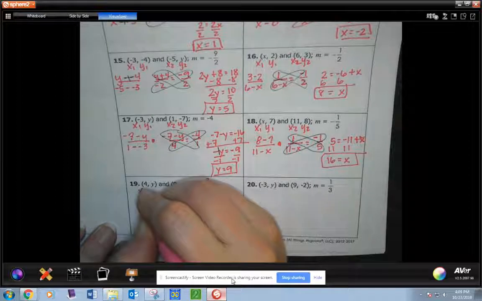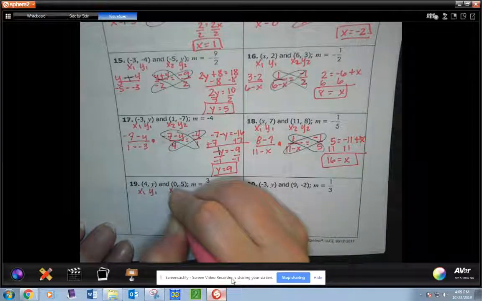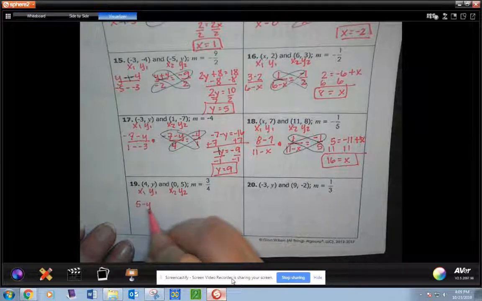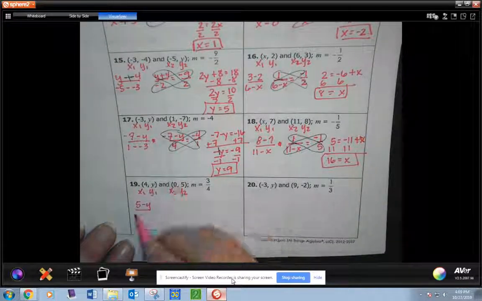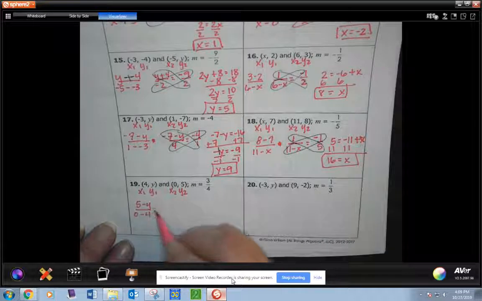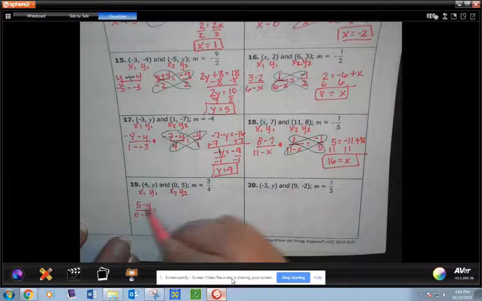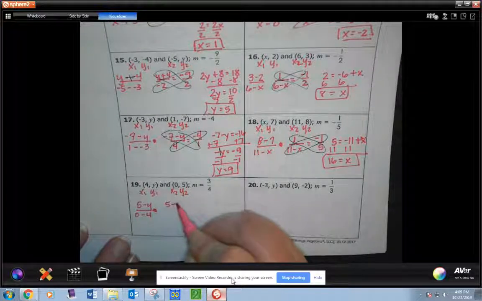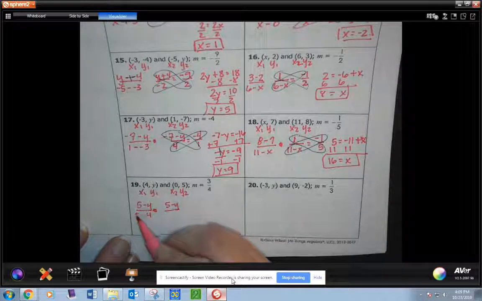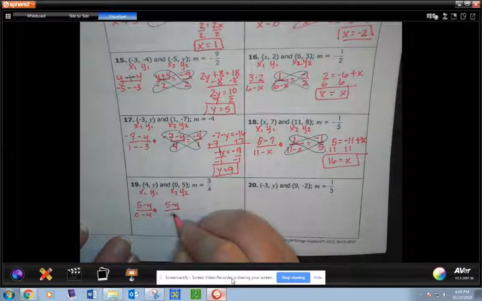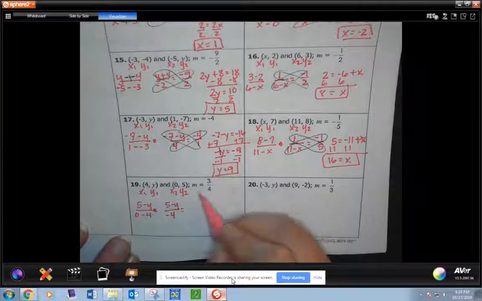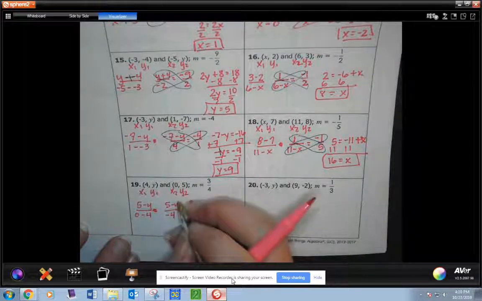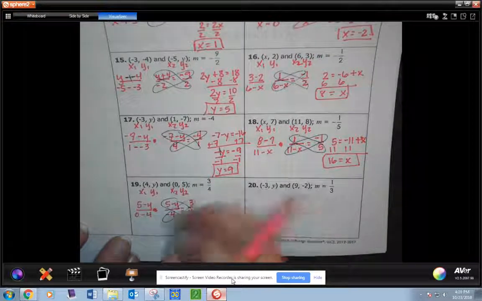This is my x1, my y1, my x2, my y2. So we're going to do 5 minus y over 0 minus 4. Okay, I cannot do anything with the one with y, so I keep 5 minus y over. Now 0 minus 4 becomes negative 4. Now I set it equal to my m, which is 3 over 4. And I am going to cross multiply.